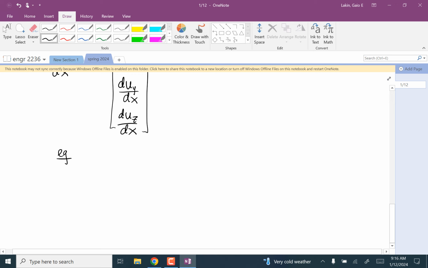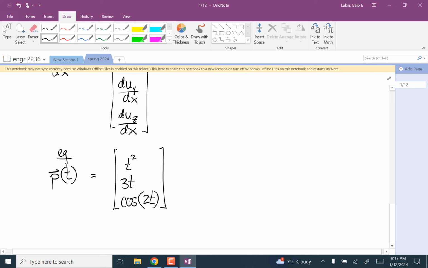So for an example, for us, most of the time, the independent variable is going to be time, okay? So we're going to have functions like, let's say, the position vector is a function of time, and that's equal to t squared for the x component, 3t for the y component, and cosine of 2t for the z component. Okay?